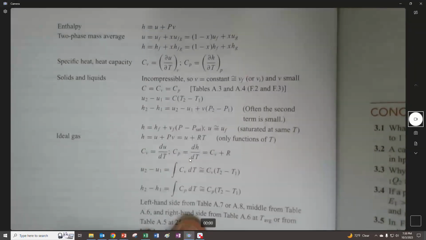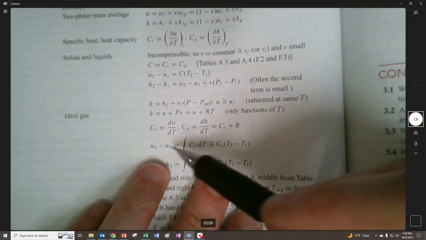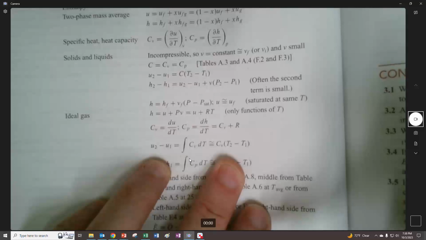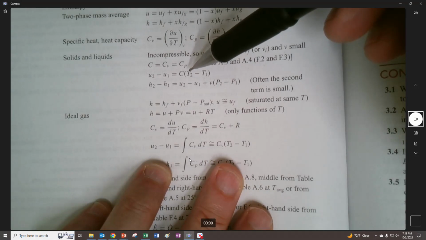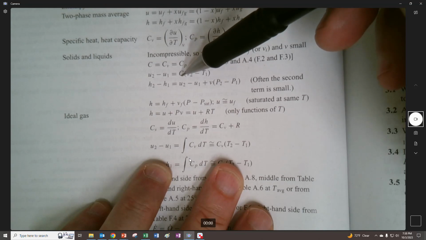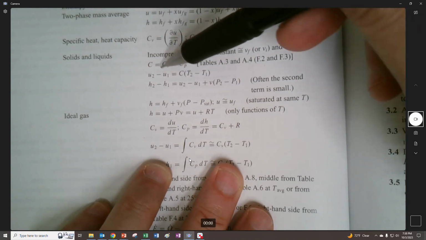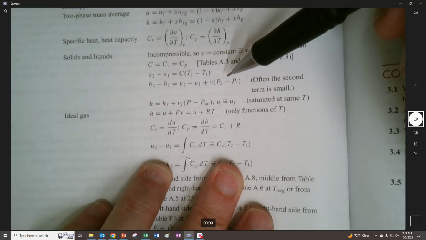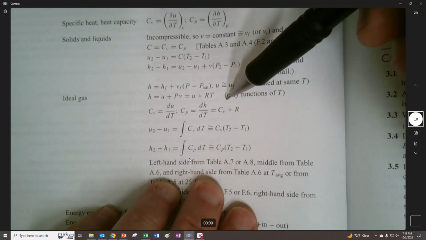Here actually is the thing that we're going to use. U2 minus U1 can be CV times T2 minus T1. This is for the ideal gas. Interestingly enough, that's the same as what we have up here for solids and liquids, where they say the specific heat is basically the same. You don't really see that in the text as much, so it's written a little differently back here. These are useful things that we want to know, written in the back, so maybe we should be looking at these more often.